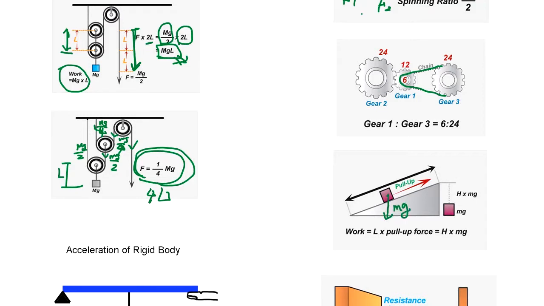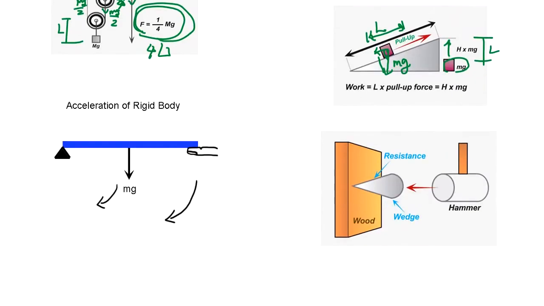Now slope, you have mg, and this force depends on the slope angle, right? But in order to move this L, you have to move a longer L according to this slope. So the total amount of work is the same, okay? But the force pulling up becomes much less than pulling up the load directly vertically. Okay, so it's the same thing, mechanics.